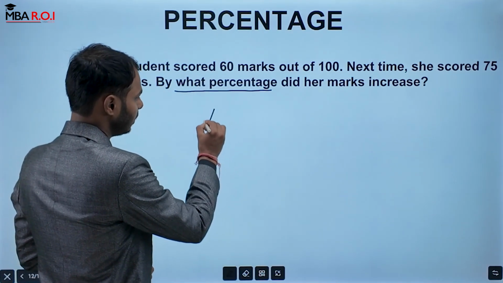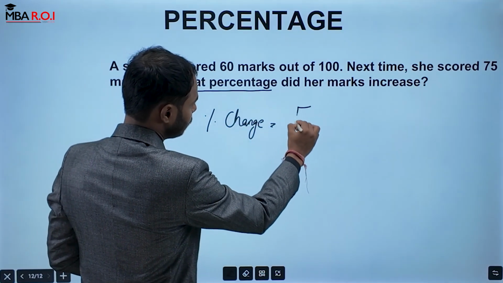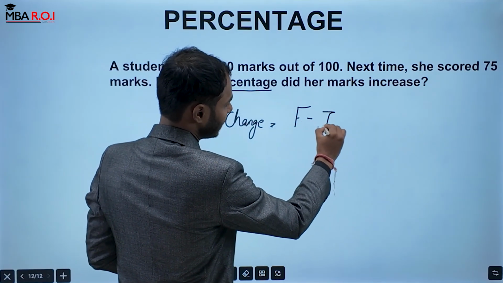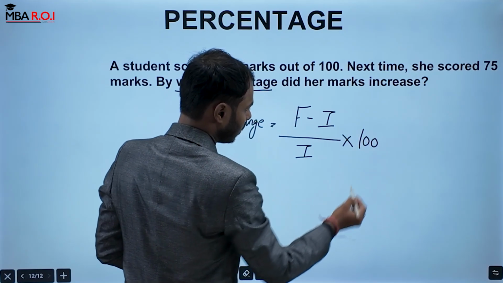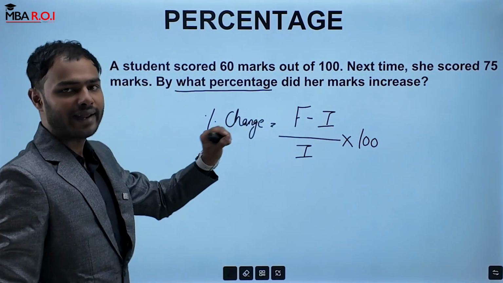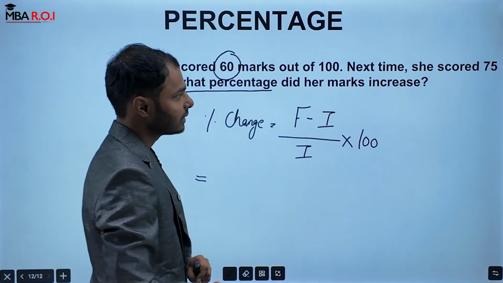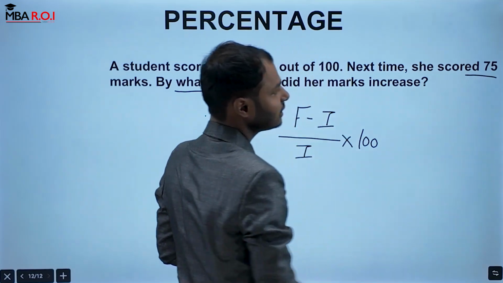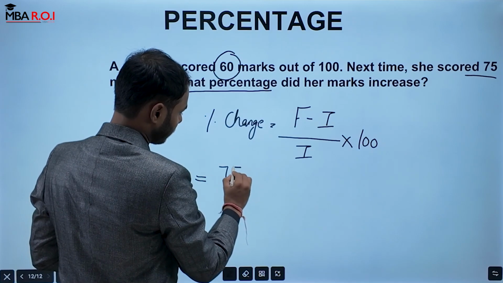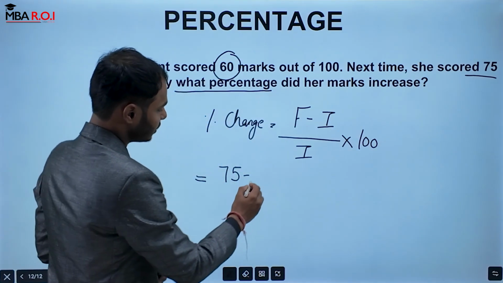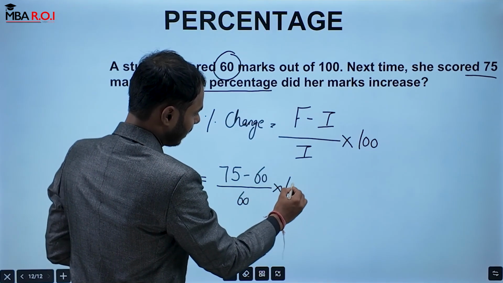Again, what is the formula first of all? The formula for percentage change was (final value minus initial value) divided by initial value, into 100. So what is the final value in this question? If you see, initially how many marks did she have? She had 60 marks. Next time she scored how many marks? She scored 75 marks. So we know that the final marks were 75. The initial marks are how much? 60. The initial marks are 60, multiplied by 100.